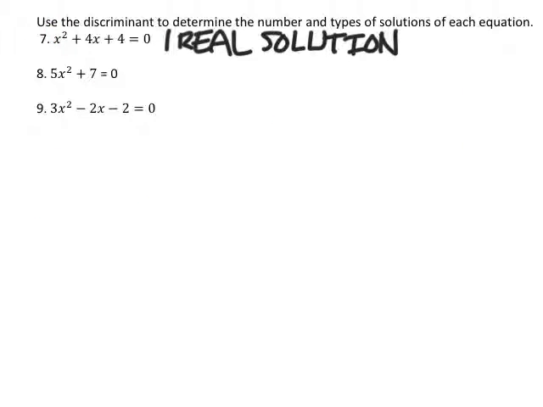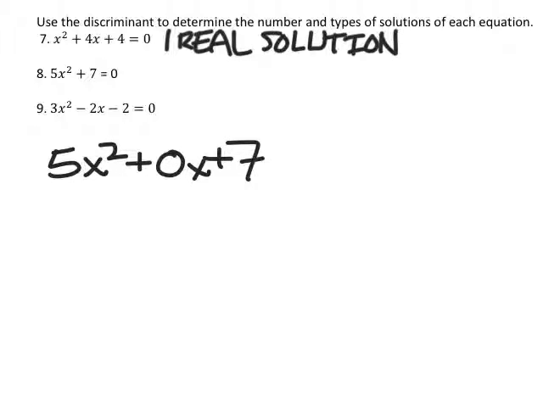Alright, on 8, now this one may be a little tricky for some of you. On 8 we're going to look at this as though it were 5x squared plus a 0x plus 7. That gives us a b value that is 0, and that's all right.